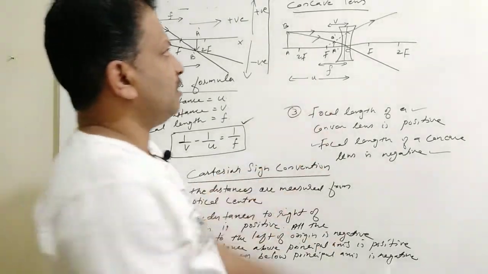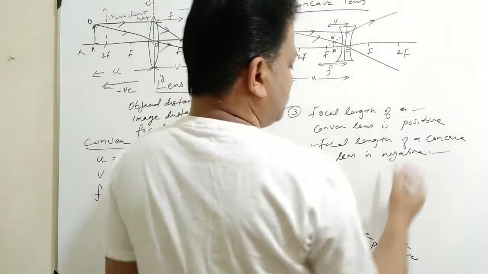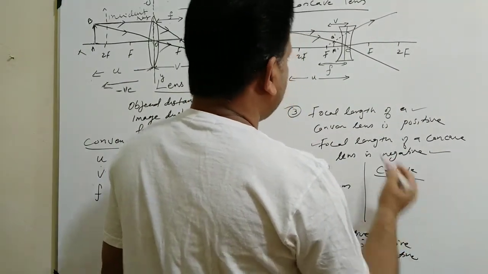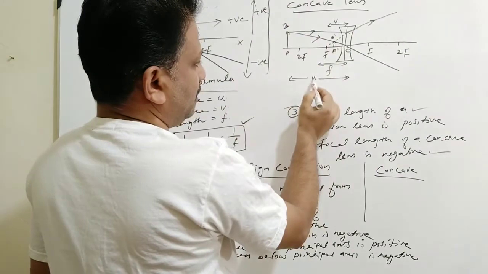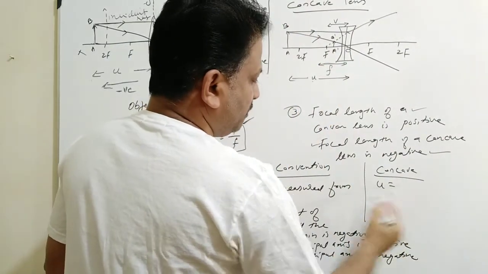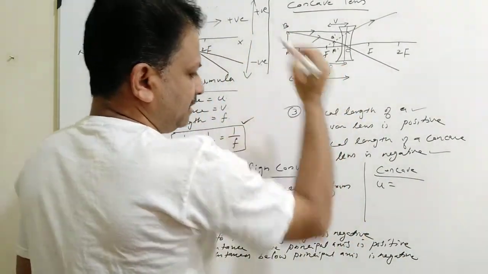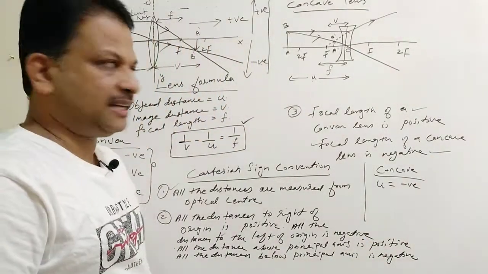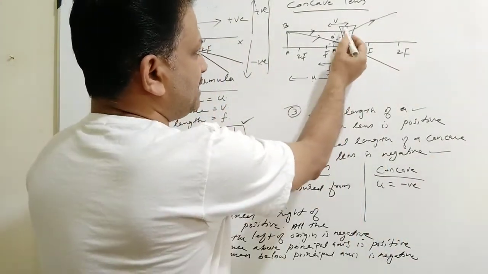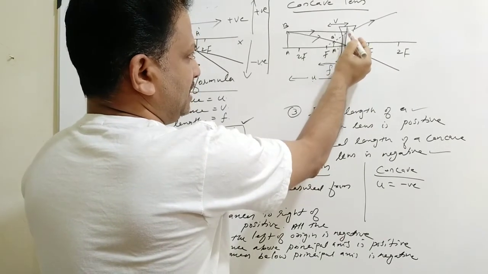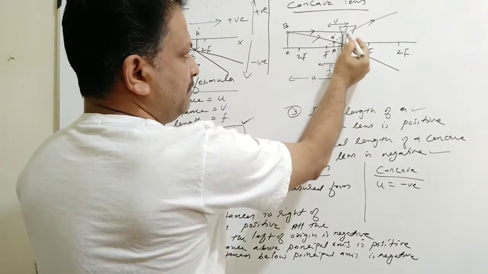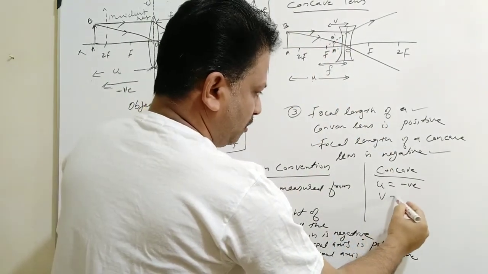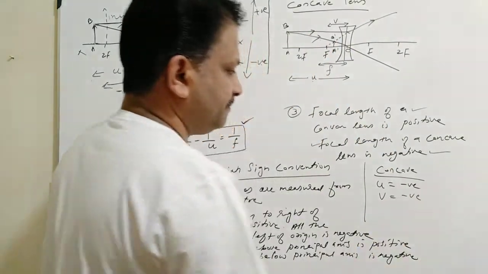Now let us see the case of a concave lens. So in case of a concave lens, what will be the sign for object distance? U will always be negative, standing to the left of the lens. Clear? U is always taken as negative. And what about image distance? Image is always virtual, erect and diminished, to the left side of the lens. So V is always negative.